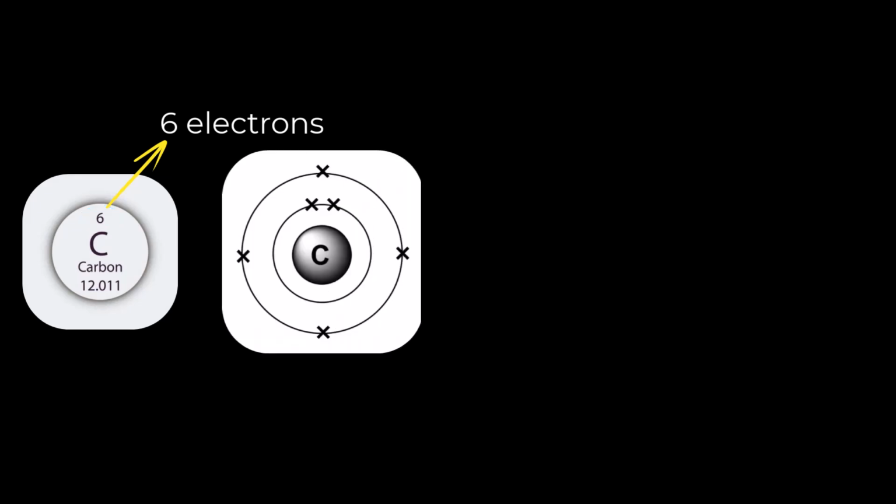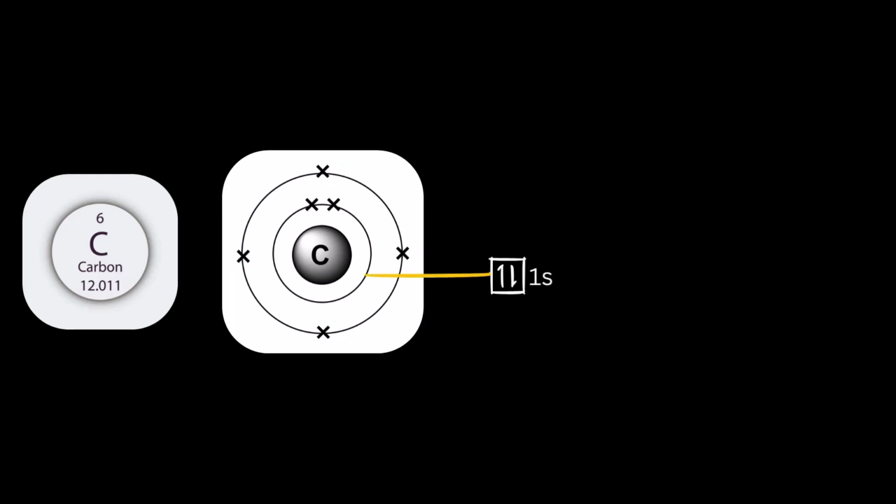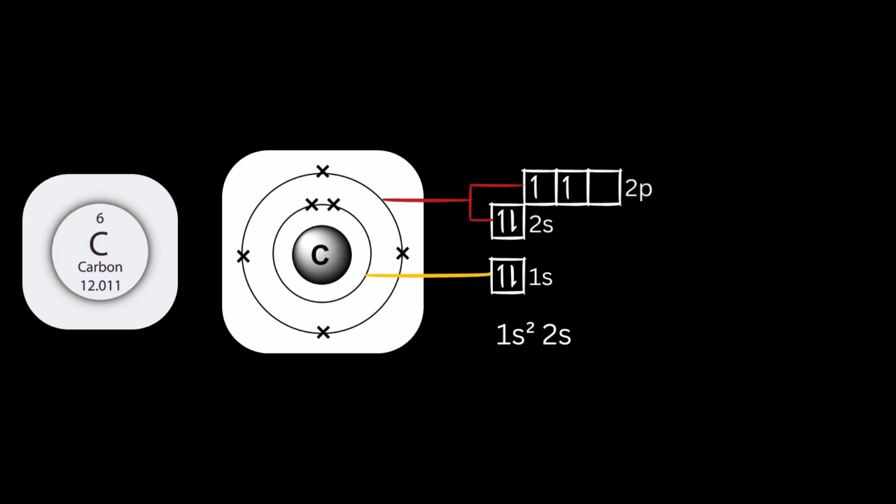The first 2 electrons are in the first electron shell, and the last 4 electrons are in the second shell. The first electron shell has one subshell, that is the 1s subshell, where the first 2 electrons are found, while the second shell, where the 4 valence electrons are found, has 2 subshells, that is the 2s and 2p subshells. So the ground state electronic configuration of carbon is 1s2, 2s2, and 2p2, meaning its valence electrons are in the 2s and 2p orbitals.